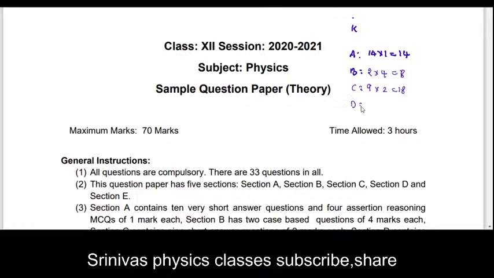In section D, you have 5 three-mark questions. You will get 15 marks. In section E, you will get 3 five-mark questions, so you will get 15 marks. The total you will get is 70 marks. This is the paper analysis.